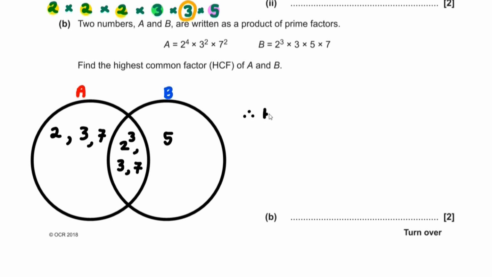Which means the highest common factor is 2 cubed times by 3 times by 7. So if I work out what this is, I end up with 168.